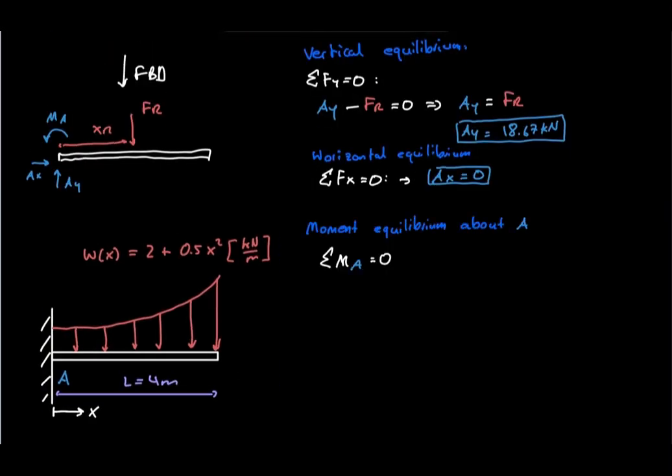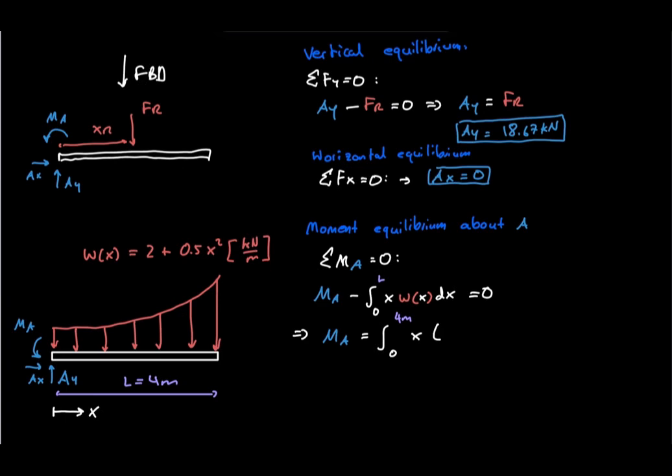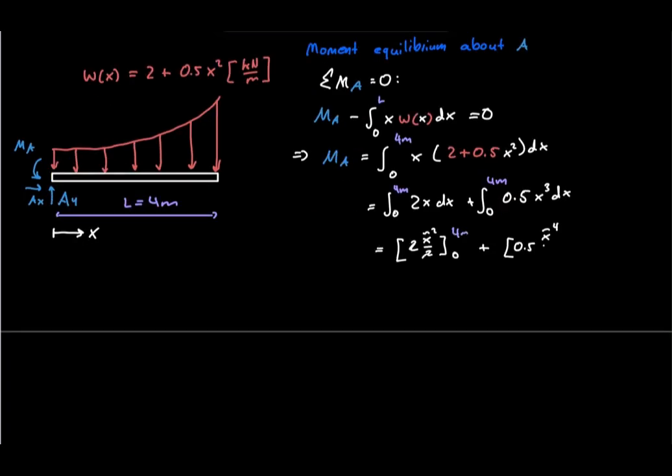Next, we calculate the support moment. Instead of locating the centroid of the entire load, we calculate its moment directly by integrating the load multiplied by its distance from the wall. Again, we treat both parts separately.